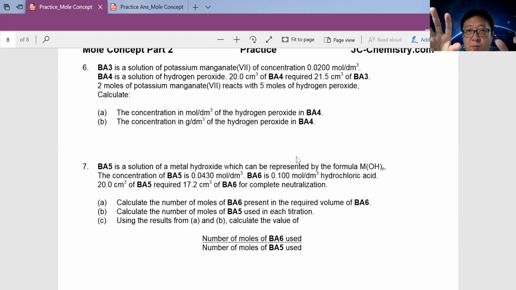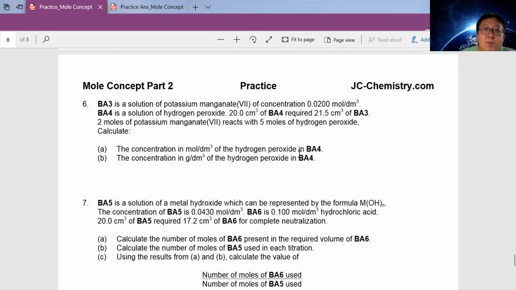So the purple colour solution that you see in the lab is potassium manganate, an oxidizing agent. Okay, so you must recognize these two. Oxidizing agent over here, so this hydrogen peroxide is a reducing agent. This is the symbol for reducing. Okay, so same thing, we calculate the concentration of potassium manganate and then followed by hydrogen peroxide.